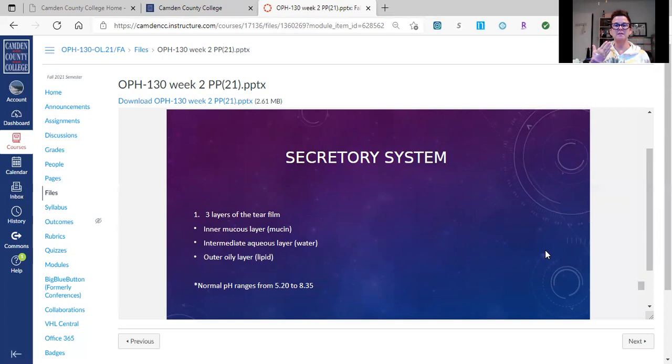Let's start with the layer closest to the eyeball, which is the mucus layer or the mucin layer. That's the layer that's closest to the eyeball. The middle layer is the aqueous layer or the liquid watery layer. And the outer layer is the oil layer.